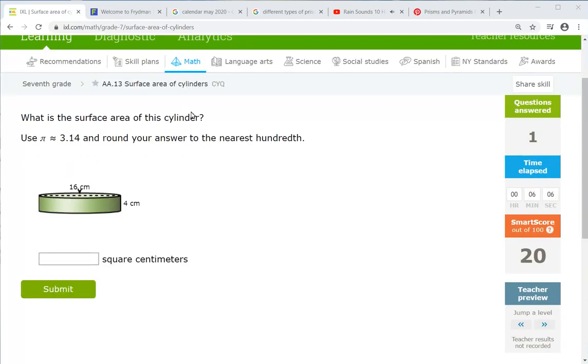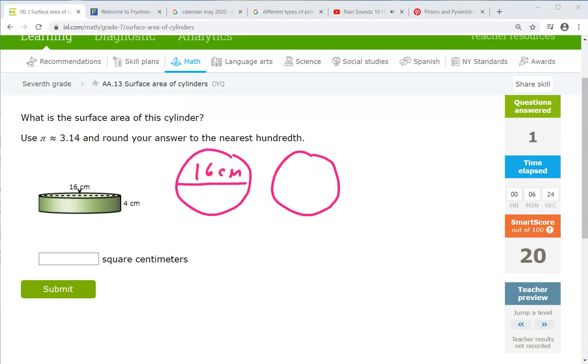Okay, what is the surface area of this cylinder? So again, we have 2 circles, 1, 2. Each circle this time has a diameter of 16 centimeters. Now, if the diameter, you can see this dotted line is going from here all the way over to here. So that is the diameter. That is not the radius.